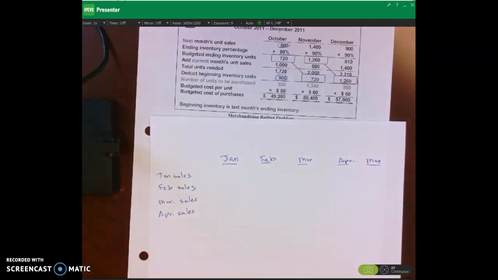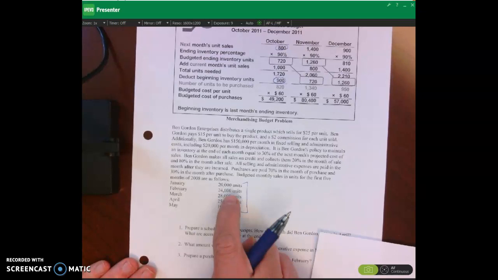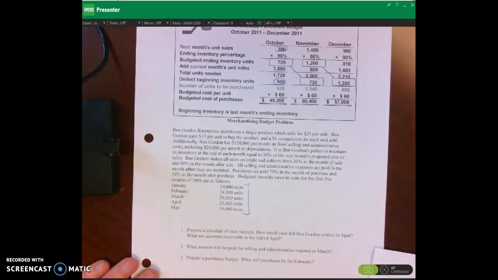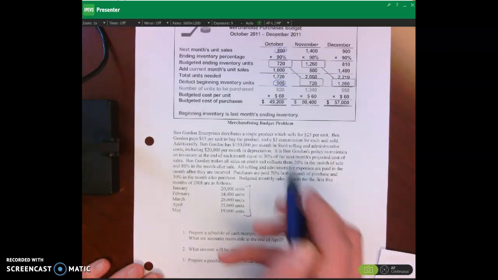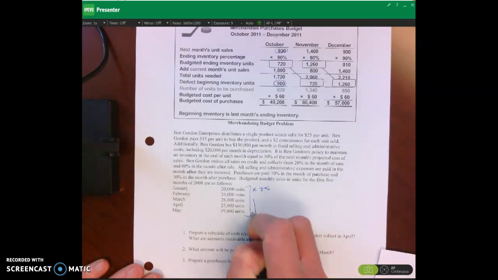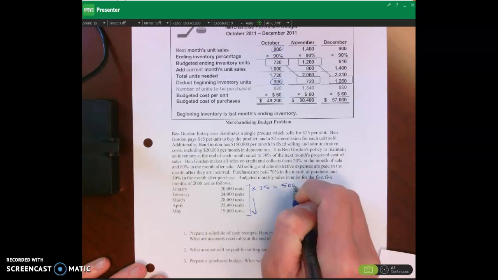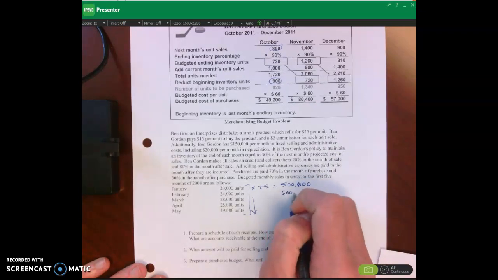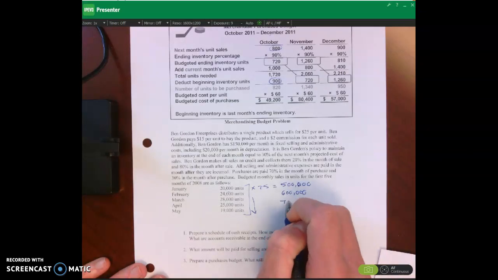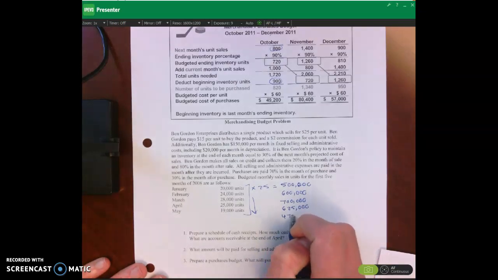So if we look at January sales, we had the 20,000 units right over here in February, and so on and so forth. The first thing that I'm going to do is multiply all these units times my selling price, $25, just to make life a little bit easier. Because then that gives me my sales dollars. 500,000 right over there for January, 600,000 for February, 700,000 for March, 625 for April, and then for May we have our 475.